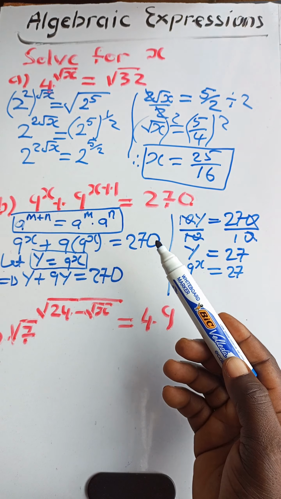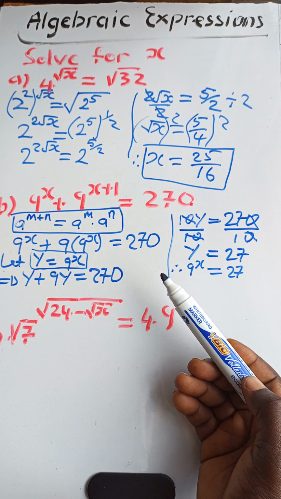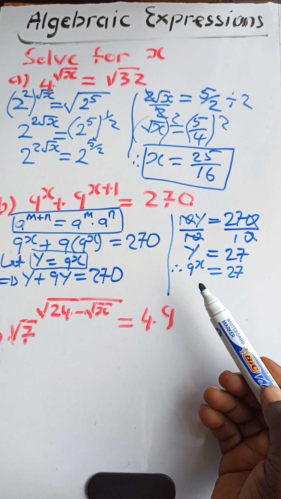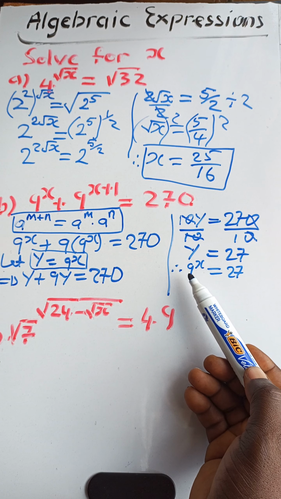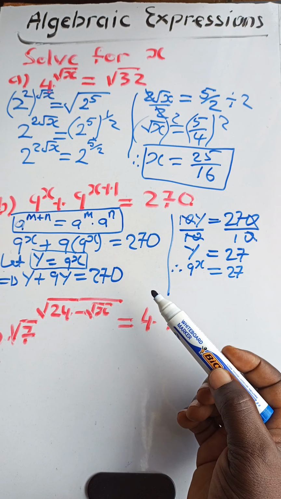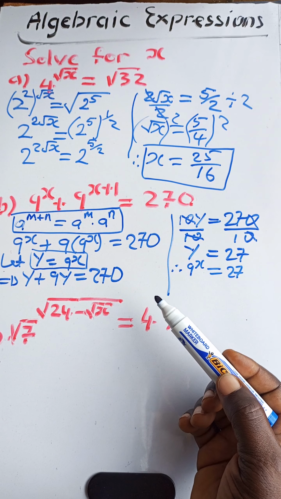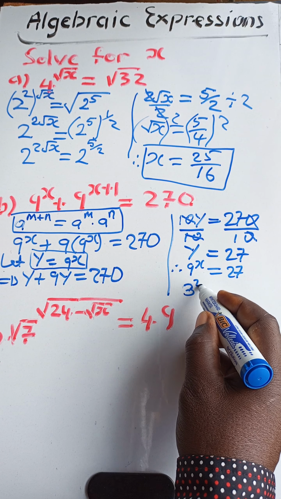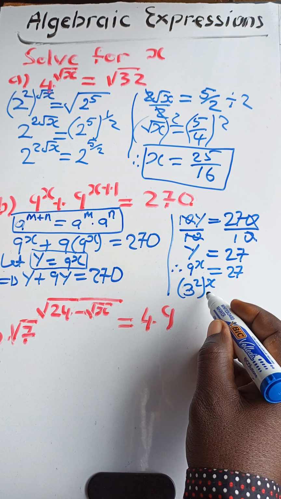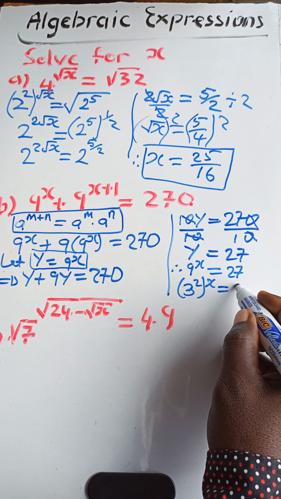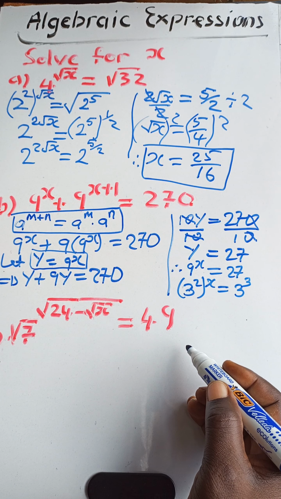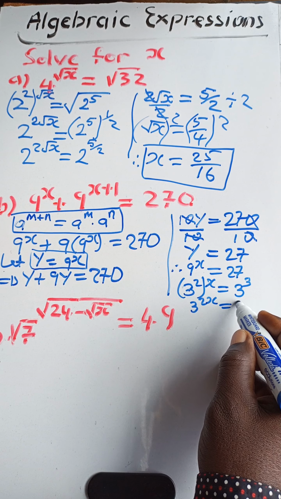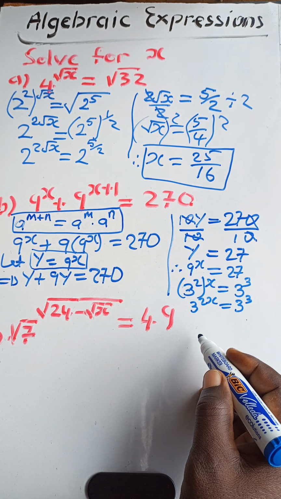Over there, we realized that we could change 4 and 32 to index numbers whose base is 2. Here, if we look at it carefully, we can also change 9 and 27 to index numbers whose base is 3. 9 is the same as 3 squared, so 9 raised to the x, and 27 is the same as 3 cubed. Okay, so this gives us 3 to the 2x is equal to 3 cubed.